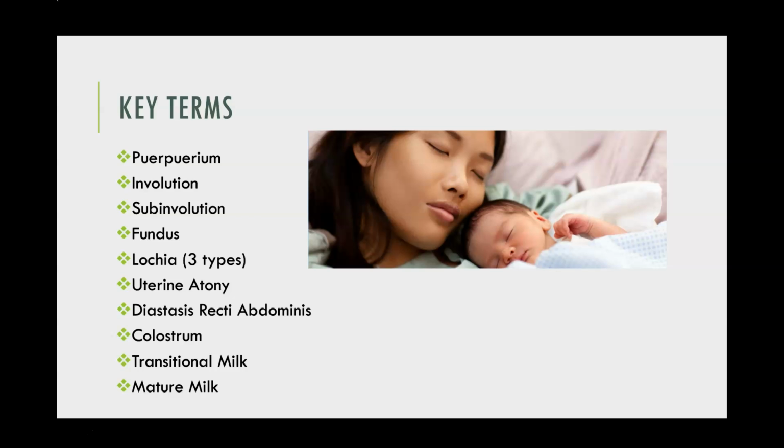Colostrum is that first bit of milk that mothers have. You usually see it between 1 and 3 days after delivery. Transitional milk comes in after that, and then by about 2 weeks' time of breastfeeding, your mom has what we consider mature milk.